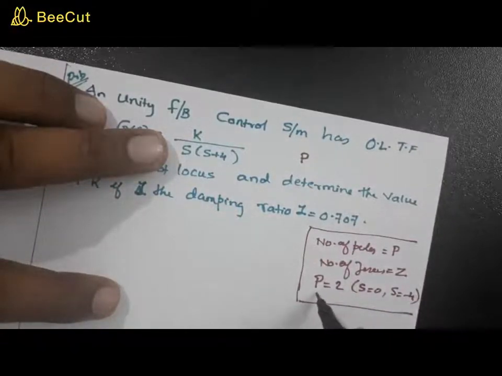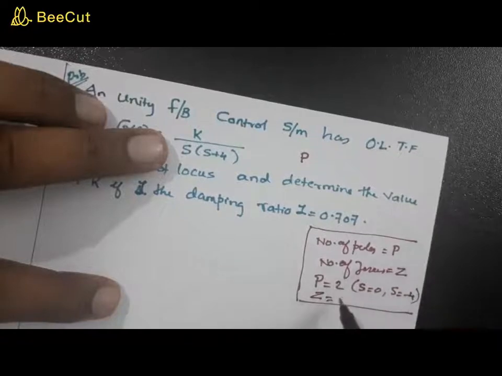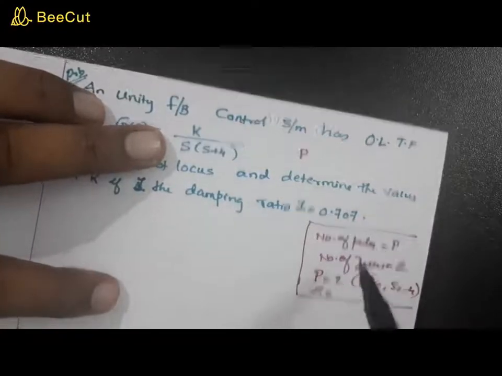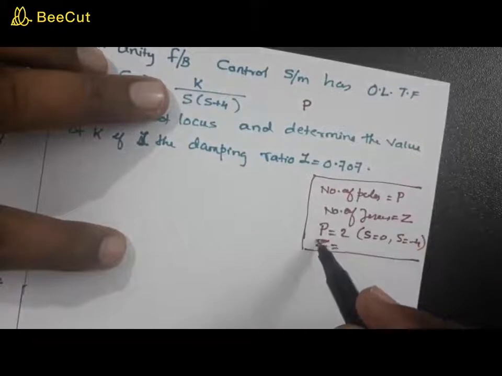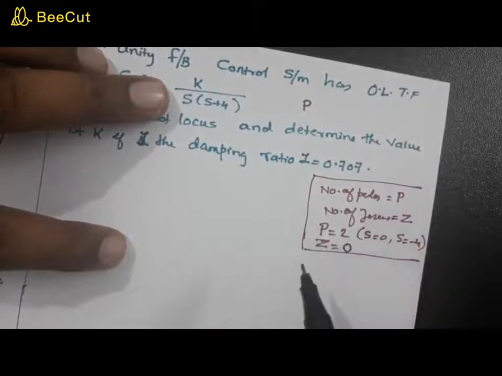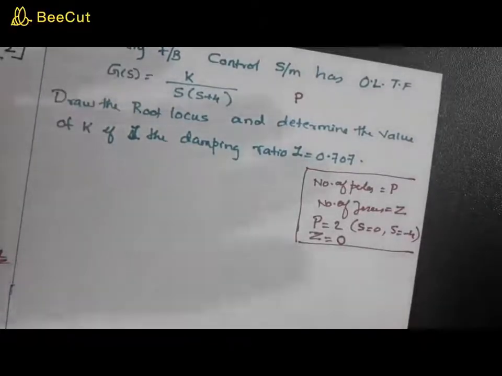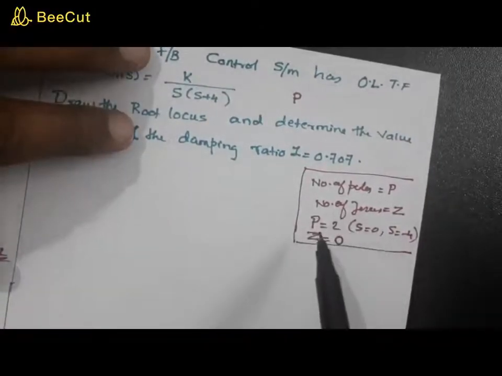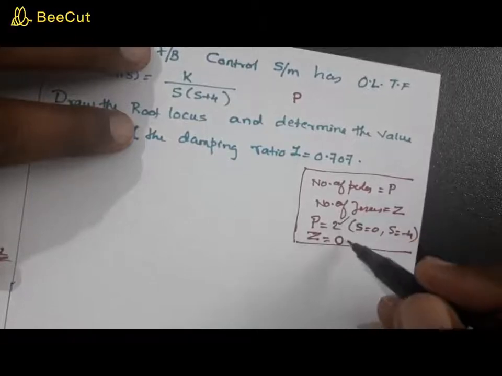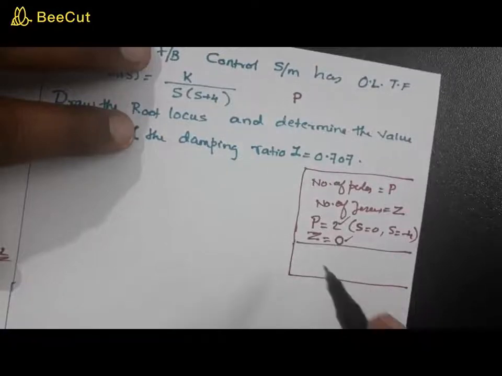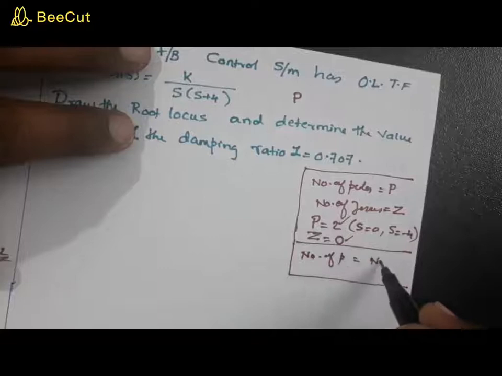These are the poles. Now what about the zeros? The number of zeros is Z, and this is the letter that we are going to use in root locus as well, for the number of poles and number of zeros. So Z is actually equal to 0. From the open loop transfer function, we found the number of poles to be 2 and the number of zeros to be 0. But I told you that generally, for every system, the number of poles is equal to the number of zeros.